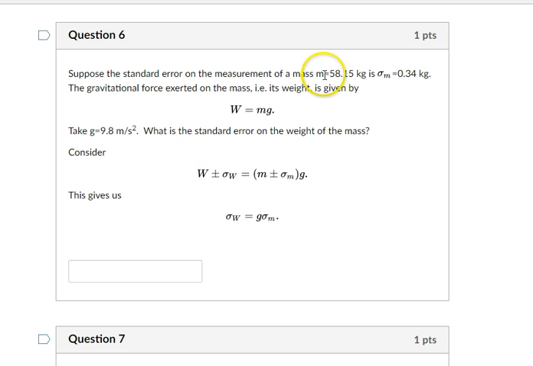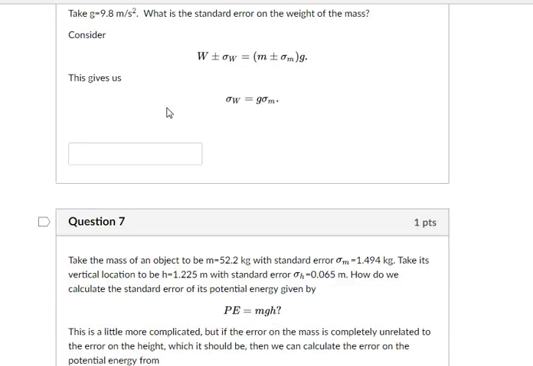Because this has some spread or potential error on it, our weight has some potential error on it. To calculate that, we can look at what weight plus or minus its error equals: mass plus or minus its error, times g. Since weight is mass times g, you can pull that out. You're left with the error on the weight being the acceleration of gravity times the error on the mass. That's a fairly straightforward way to think about it. We're going to go a step further in the next problem.